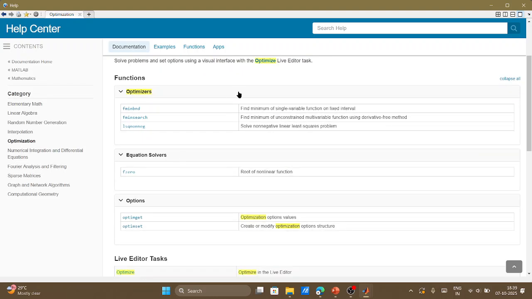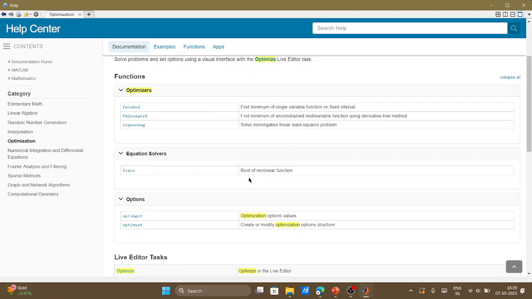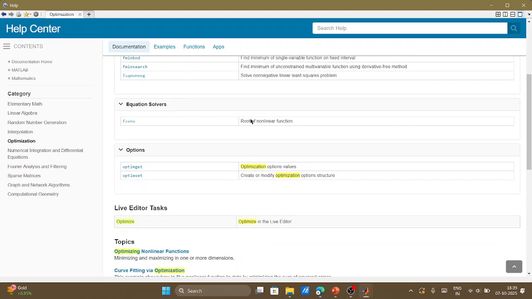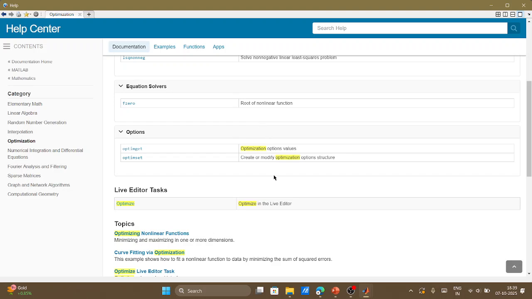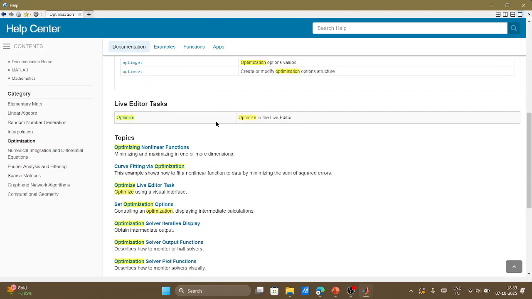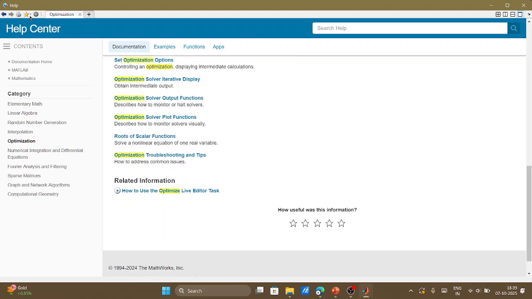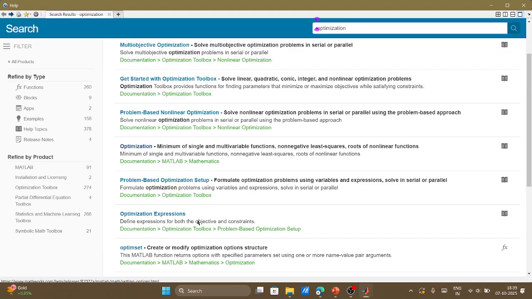Okay. So there are some descriptions given: fminbnd finds a minimum of a single variable function within the fixed interval. fminsearch finds the minimum of an unconstrained multivariable function using a derivative free method. So this derivative free method is again a type of numerical method which is coded behind the fminsearch function to solve the problem. We again won't focus on that aspect. fzero finds the root of a nonlinear function. Then you have these different options.